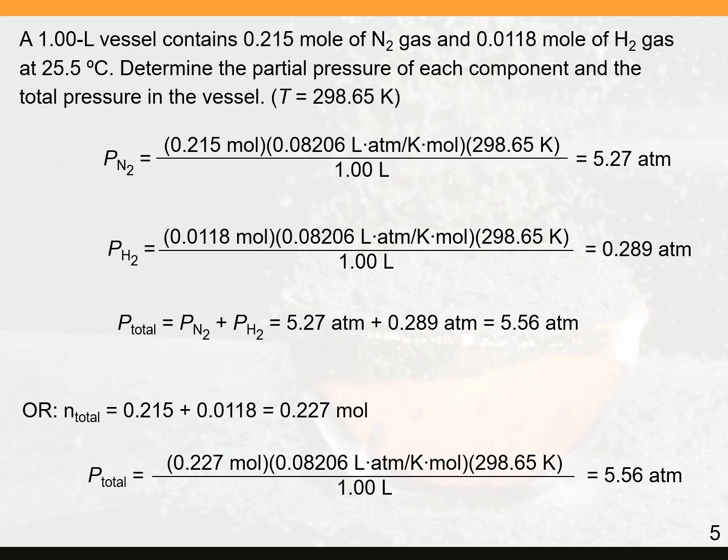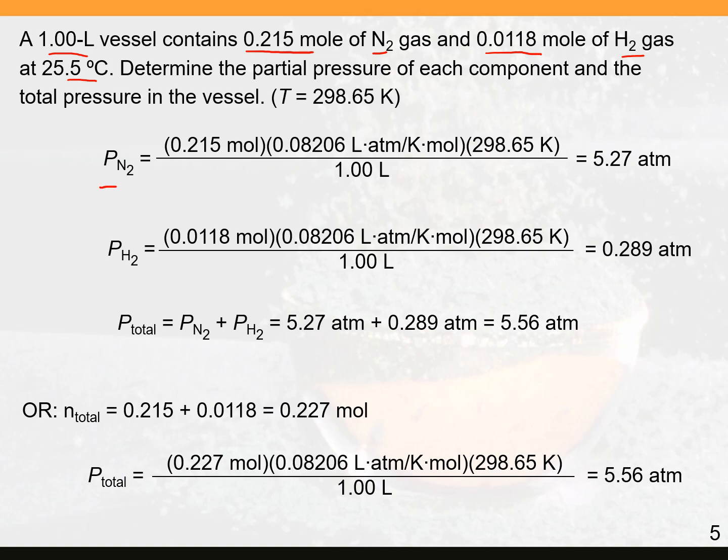Here we have a worked example. We have a 1 liter vessel that contains 0.215 moles of N2 gas and 0.0118 moles of hydrogen gas. The temperature is given to us. The question is, determine the partial pressure of each component and the total pressure in the vessel. The partial pressure of each gas can be calculated using the ideal gas law written for that specific gas.